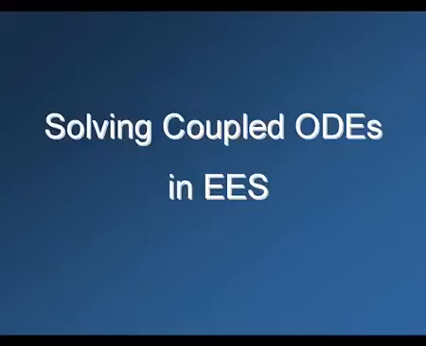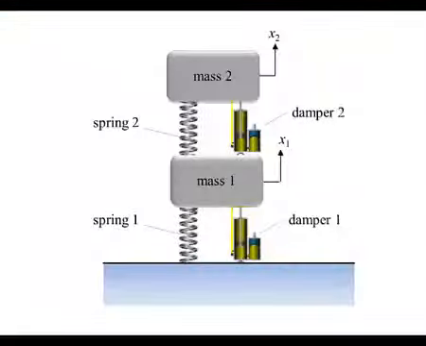Note that EES will evaluate the integrands of all of the equations together as it takes each integration step, and therefore it must use the same integration step size for each of the integrals as well as the same limits of integration. As an example, consider the two-mass system that's shown here.